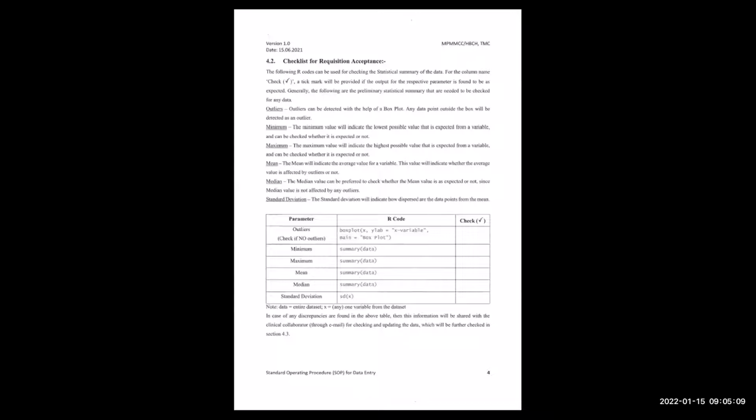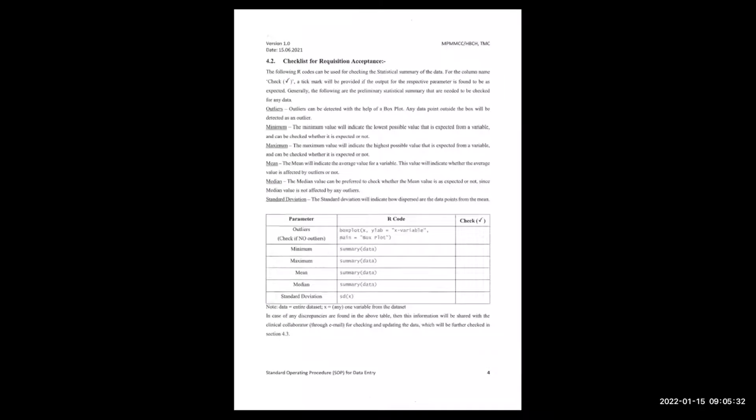But mostly what we're trying to say is that once you give the requisitions for analyzing the data, you can also check whether your data is correct enough or not. So one terminology is outlier. Outliers can be detected with the help of a box plot. Any data points outside the box will be detected as an outlier.